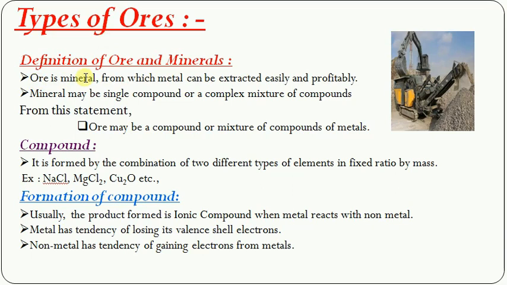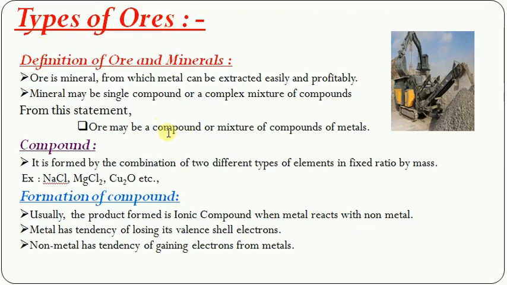So what is the definition of mineral? A mineral may be a single compound or a complex mixture of compounds. So it is a compound, right? If a mineral is a compound, and ore is a mineral, then ores may be compounds. So from this statement, I can clearly say an ore may be a compound or a mixture of compounds of a metal. If you know the term compound, we can easily say what types of ores we have.